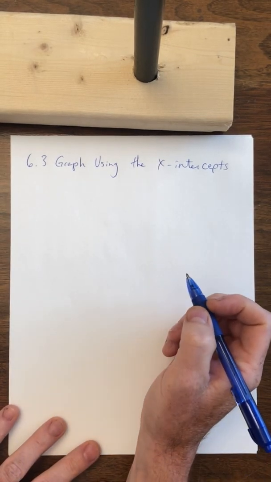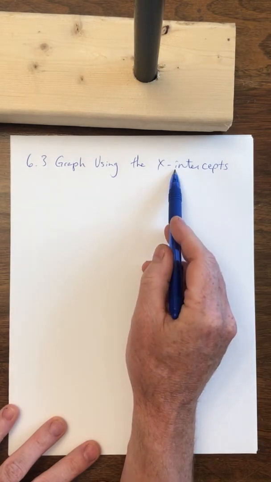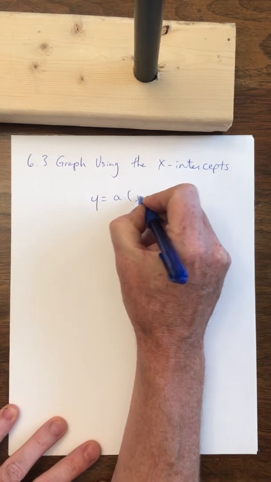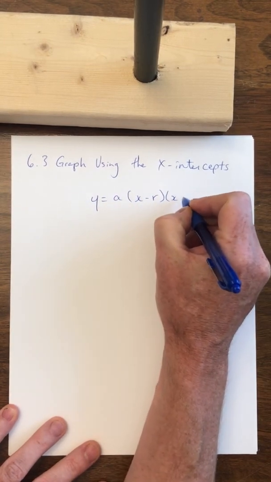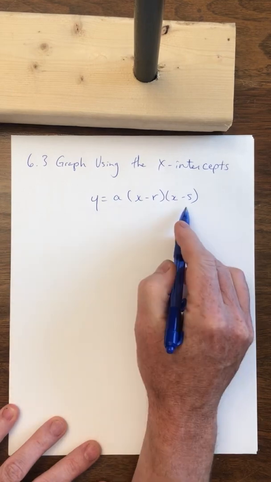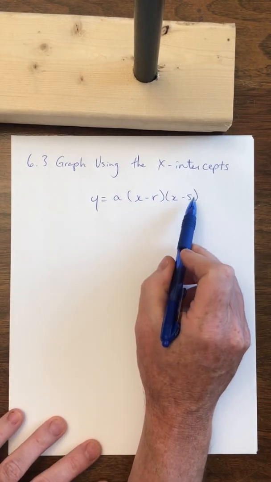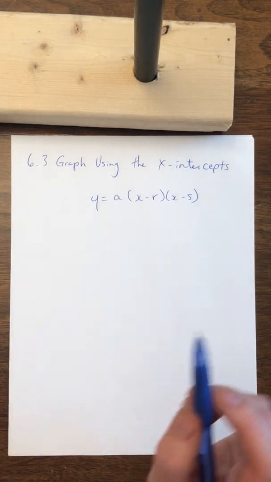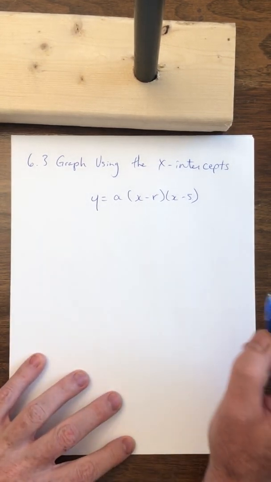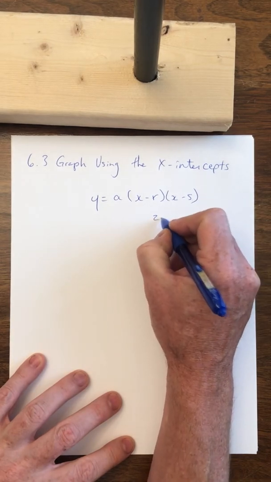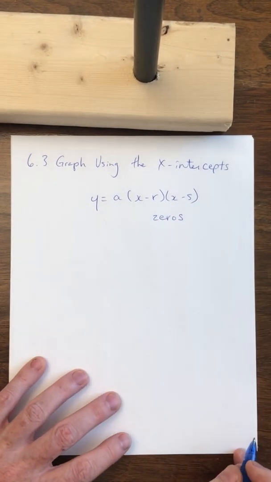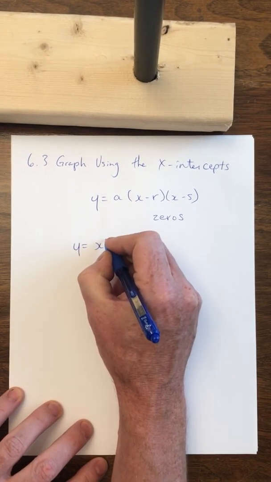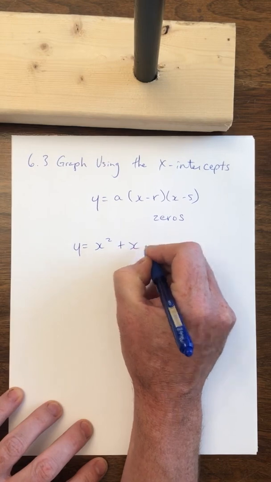So just as a reminder, in order to graph using the x-intercepts, we want to be in factored form. Our r and our s are our x-intercepts. That's where our parabola will cross the x-axis, and they are otherwise known as the zeros. So let's review a couple of those questions, apply it to a word problem, and call it a day.